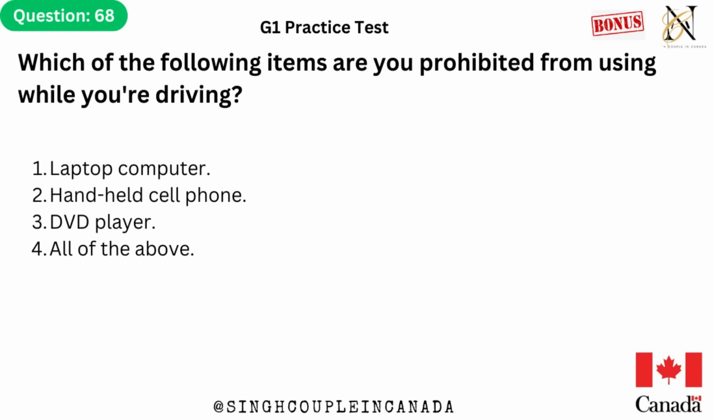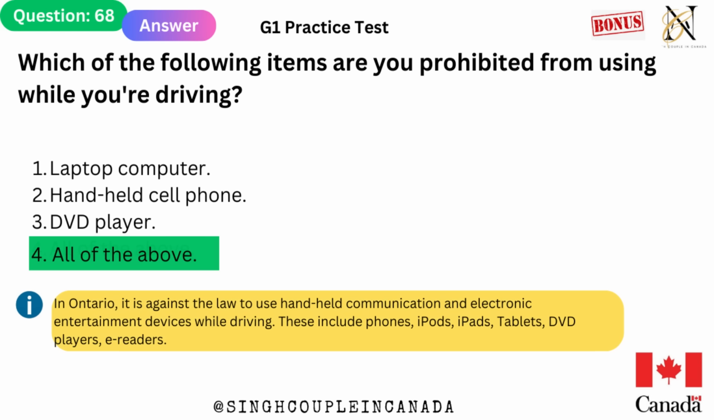Which of the following items are you prohibited from using while you're driving? 1. Laptop computer. 2. Handheld cell phone. 3. DVD player. 4. All of the above. The answer is 4. All of the above. In Ontario, it is against the law to use handheld communication and electronic entertainment devices while driving. These include phones, iPods, iPads, tablets, DVD players, and e-readers.